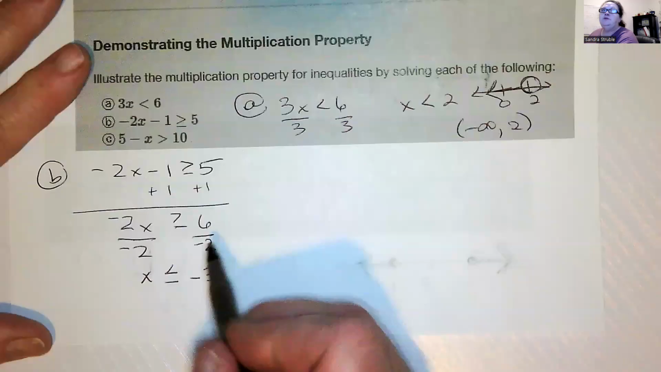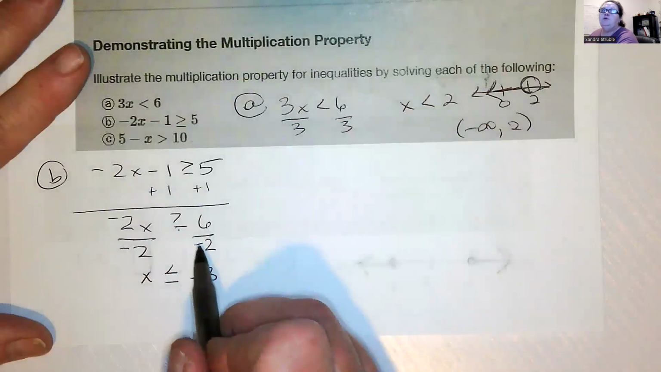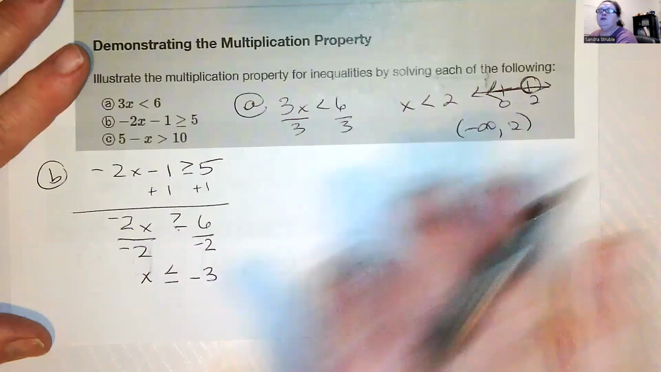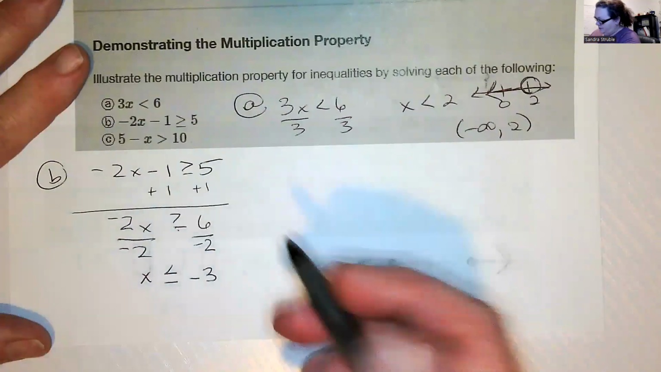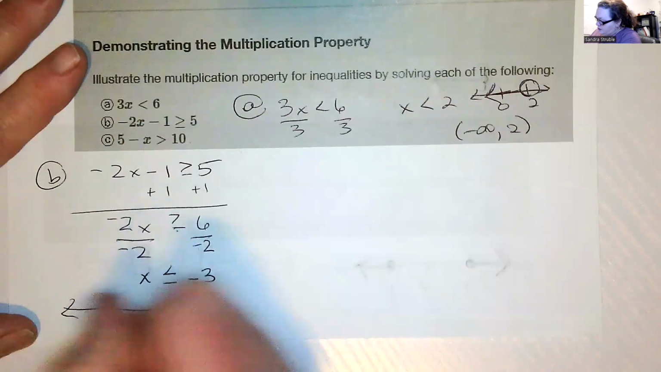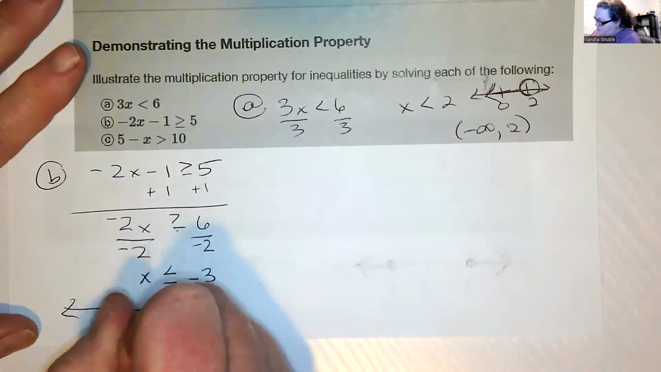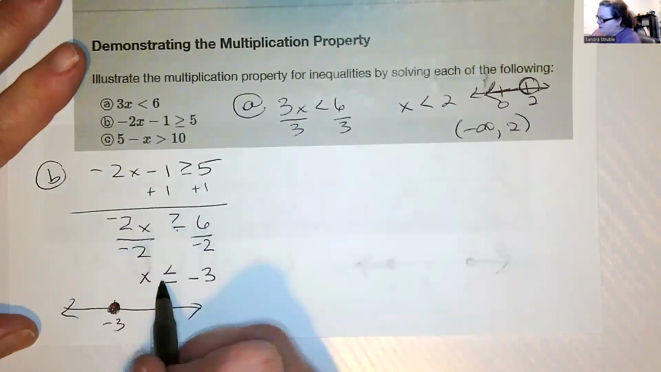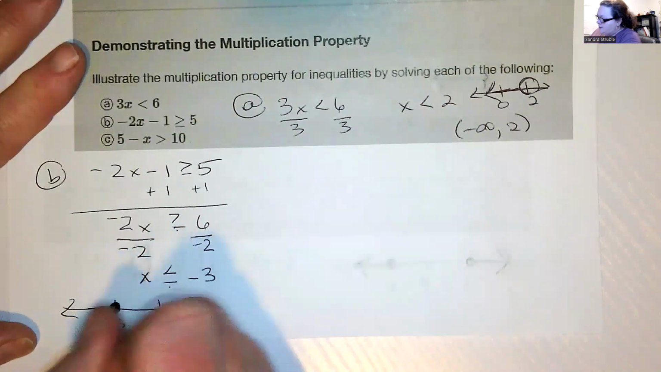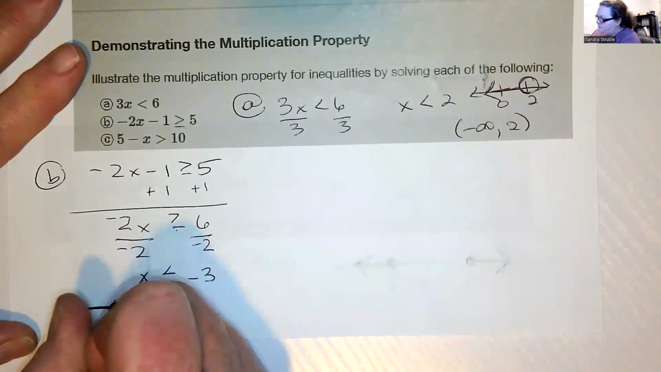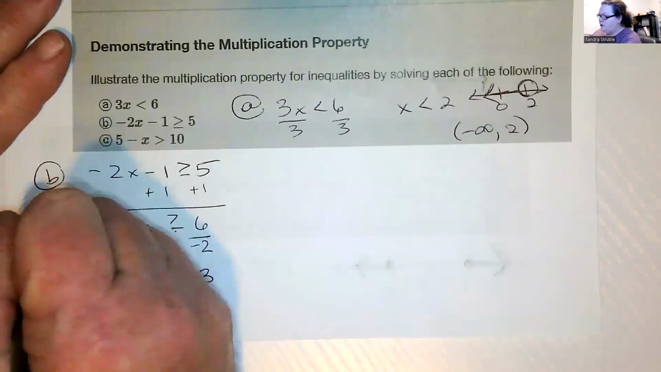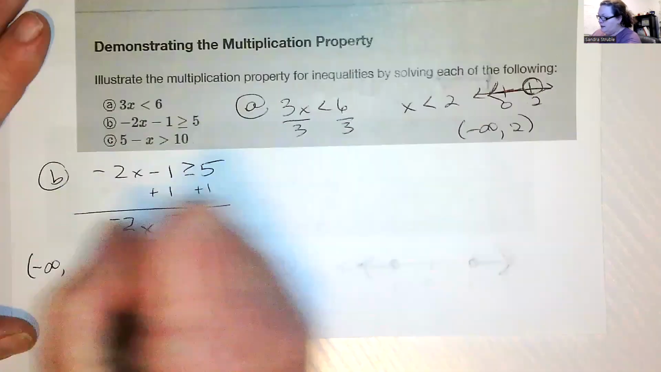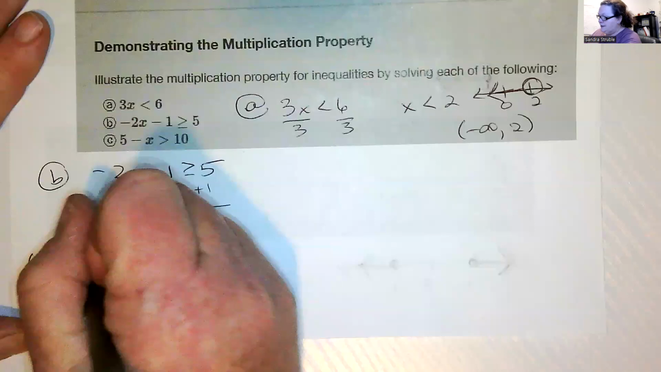Okay? So the inequality sign changes when you multiply through the entire equation or divide through the entire equation by a negative number. All right. On the number line, that just looks like there's 0, there's negative 3. There's going to be a dot, not a circle, but a dot because it has the equal sign. And then x is less than, so it's going off to the left towards negative infinity. So our interval notation is going to be negative infinity, comma, negative 3. And it's included, so it gets a bracket.